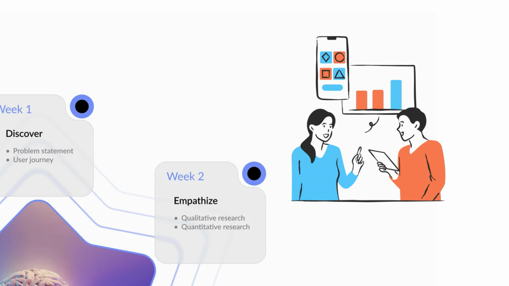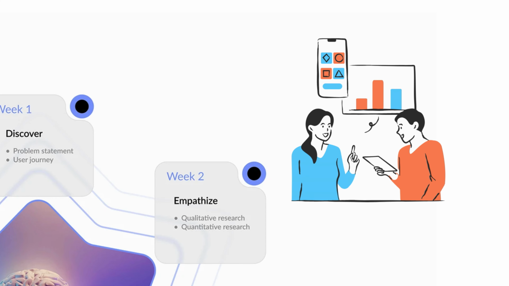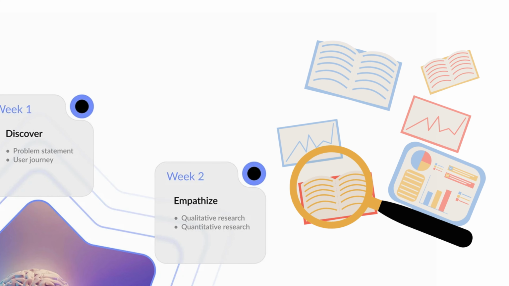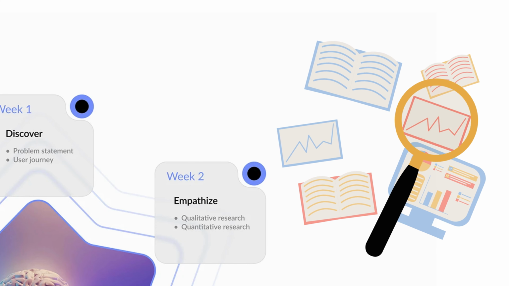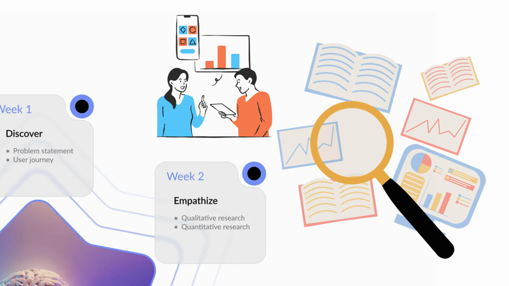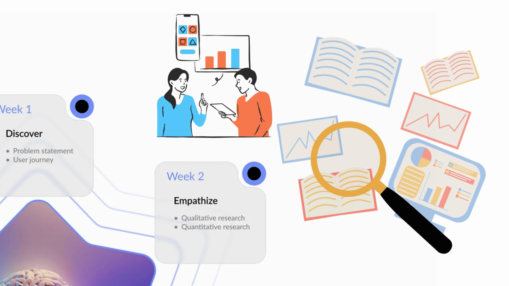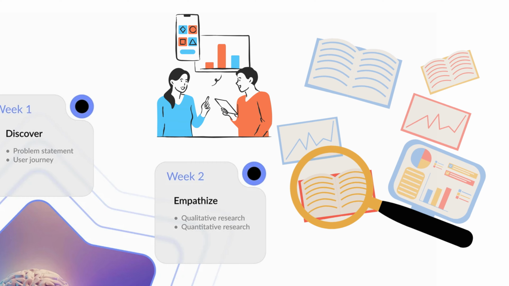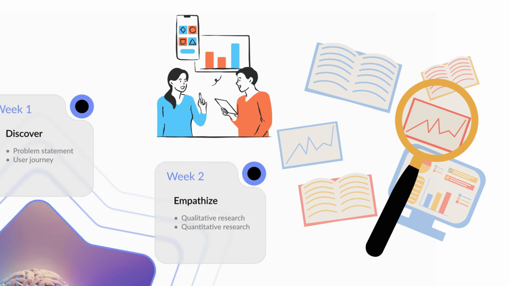In week 2, the stage of our process is empathize. At this stage, we step into the shoes of our users to truly understand their needs, motivations, and pain points. To achieve this, we combine qualitative research, such as interviews, observations, and open-ended conversations, with quantitative research, including surveys, usage data, and measurable insights. Together, these methods provide a well-rounded picture, balancing human stories with solid evidence. By empathizing in this way, we ensure our design decisions are grounded in real experiences, not assumptions.